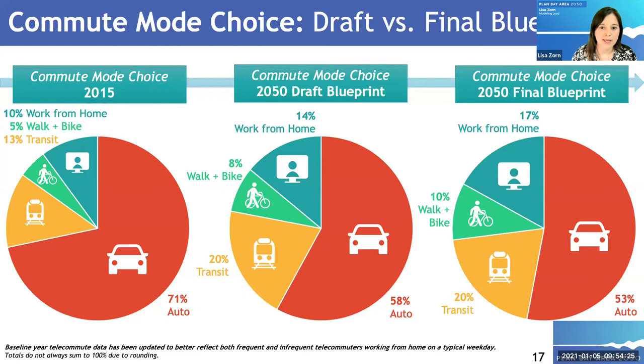Telecommuting was also forecast to increase in popularity post-pandemic, even without public sector intervention. The final blueprint's employer-funded commute trip reduction programs, combined with additional bike ped investments, helped to further grow that modal shift. Nearly half the population opts to forego the automobile to get to work by 2050.